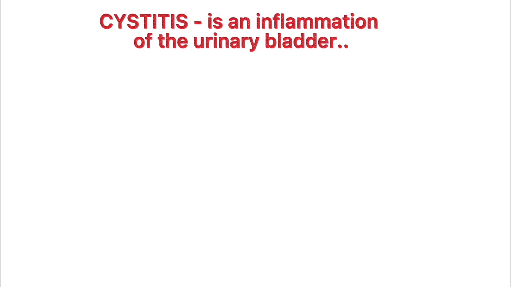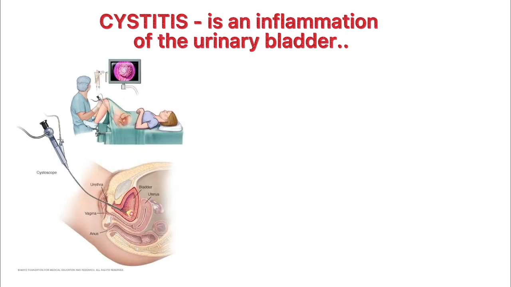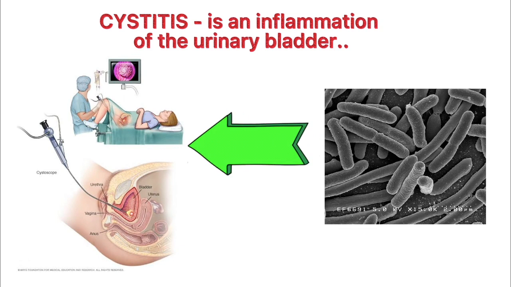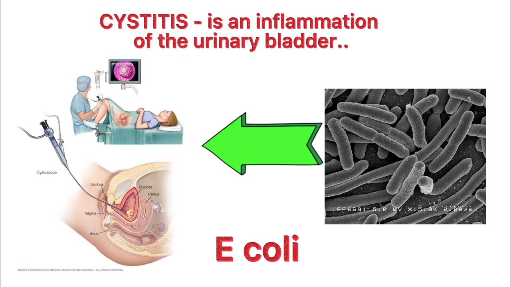On the other hand, cystitis is an inflammation of the urinary bladder which usually results from a bacterial infection. So, typically bacteria from outside of the body enter the bladder, which causes the infection. The bacterium E. coli is the most common cause of cystitis.